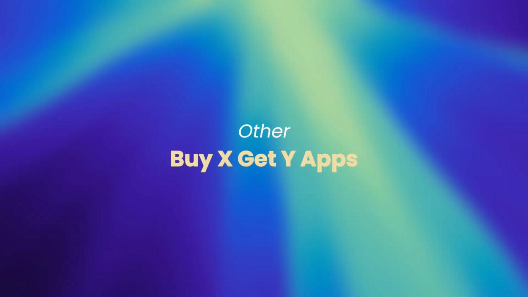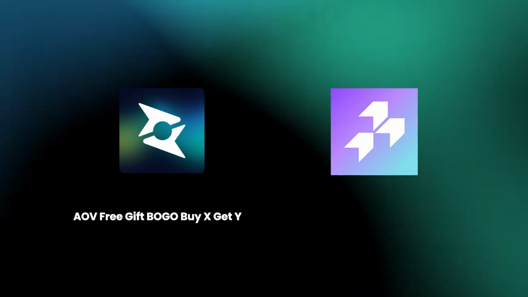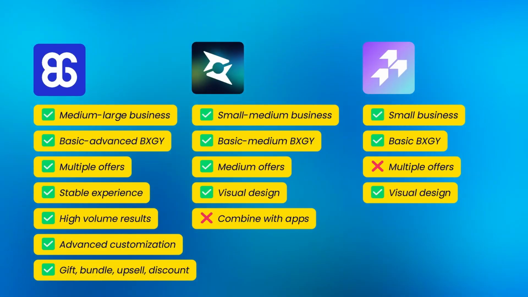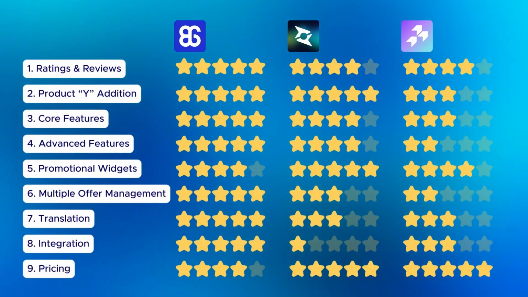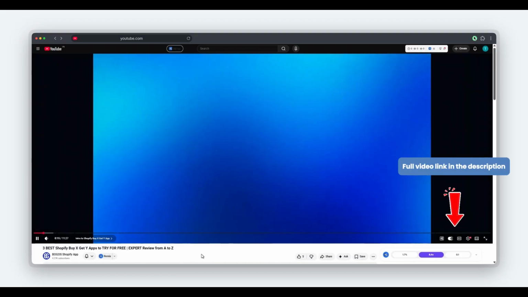Now, I will introduce 2 other options for creating Shopify Buy X, Get Y on Shopify, including AOV.ai and EcomRise. Each app has its pros and cons, so check them carefully to grab the one that best suits your demand. For more details, please check the comparison video I put in the description.